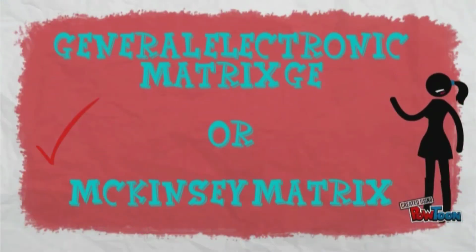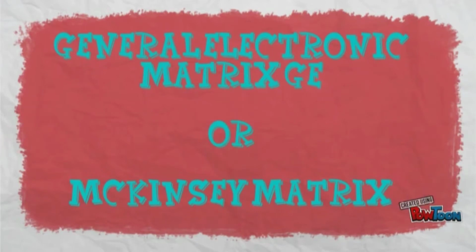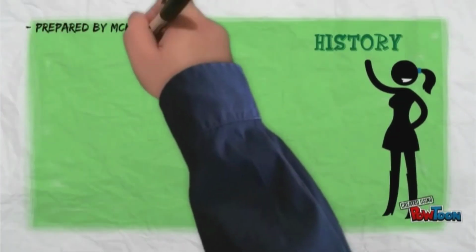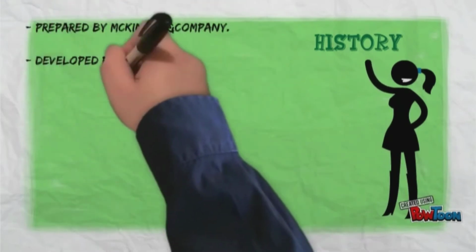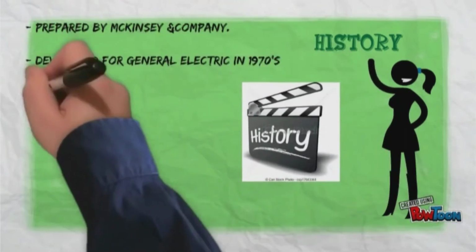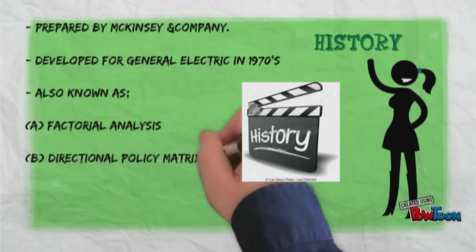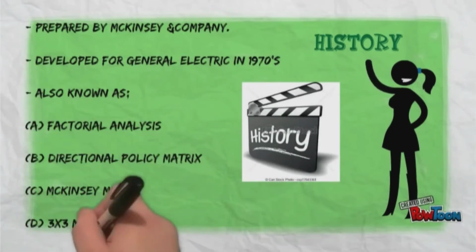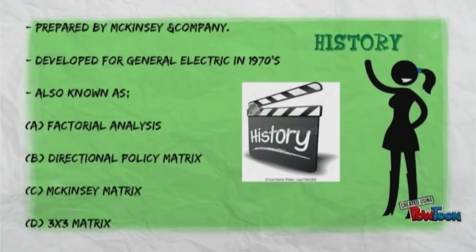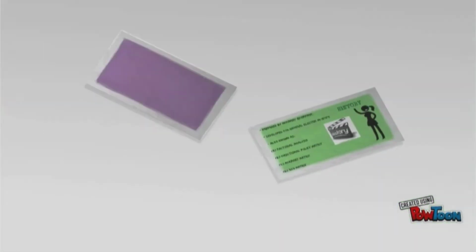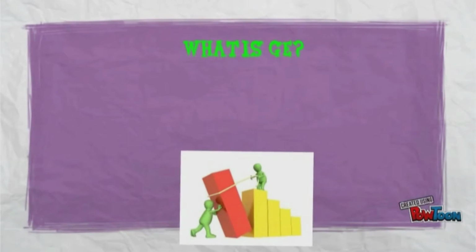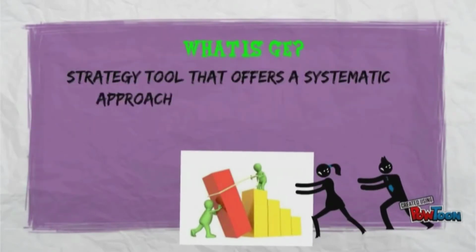Now, let us talk and learn more about the General Electric or McKinsey Matrix. The GE Matrix was developed by GE with the assistance of the consulting firm McKinsey and Company. The model identifies the market position and profitability of different business units based on their market attractiveness and business unit strength. This is a more advanced form of growth model matrix compared to the BCG Matrix.